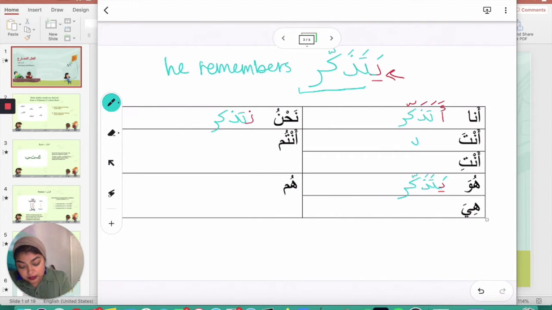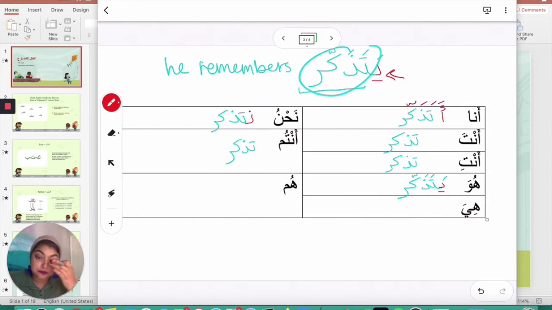We have the stem of the verb stays the same. So I'm going to put تذكر on all of these, so that you remember that this right here is the stem. This remains the same. It's just the first letter that we're changing. So if I say anta, what letter do we start for anta, anti, and antum? A ta. Very good. So all of these are going to start with a ta.